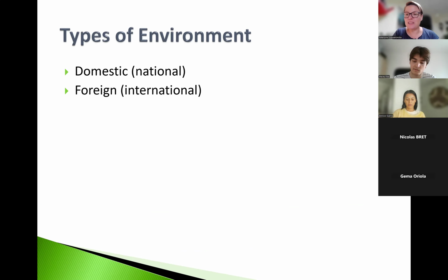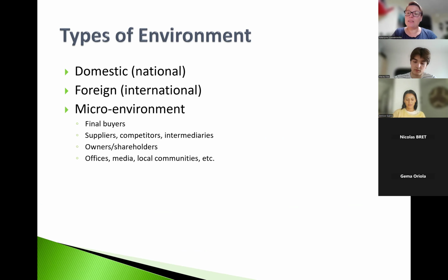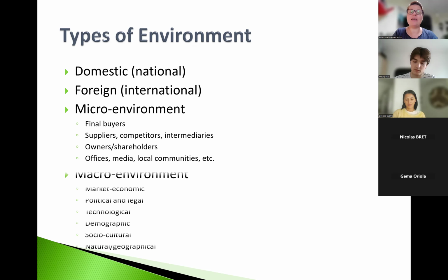There is foreign, international, the one that you are not that familiar with and that you need to find out. There is also micro environment, which is more like industry related, and there is macro environment. This is what we're going to discuss right now.